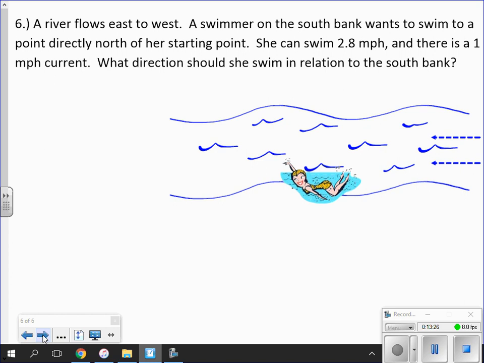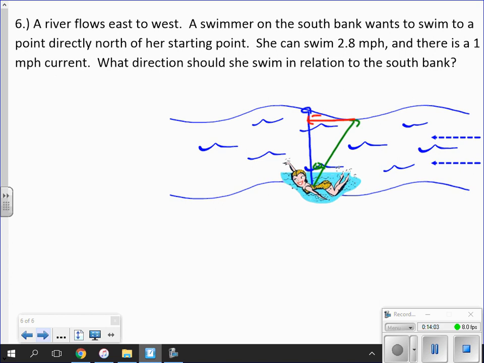Okay, so a river flows from east to west. A swimmer on the south bank wants to swim to a point directly north of her starting point. She can swim 2.8 miles per hour. There's a 1 mile per hour current. At what direction should she swim in relation to the south bank? So here's the deal. She wants to go to there. She needs to swim at an angle here because the water is pushing against her there.